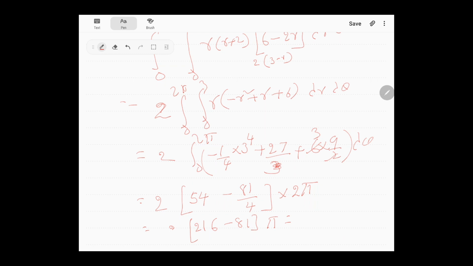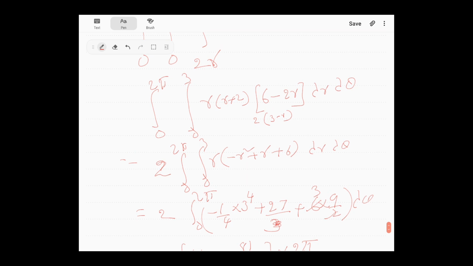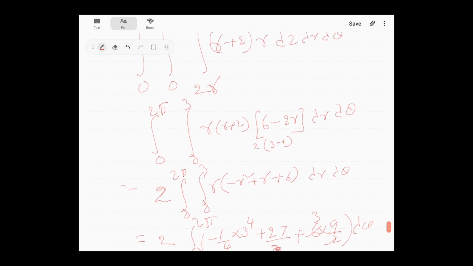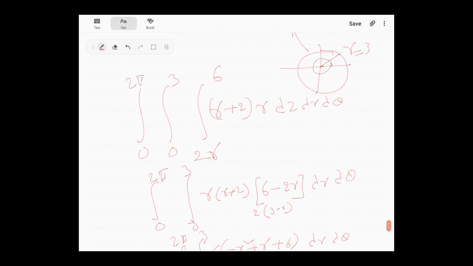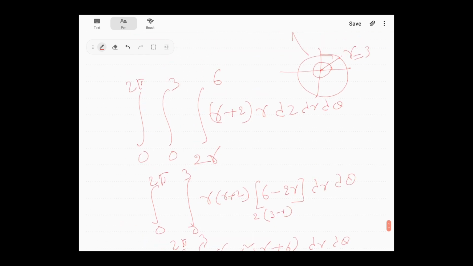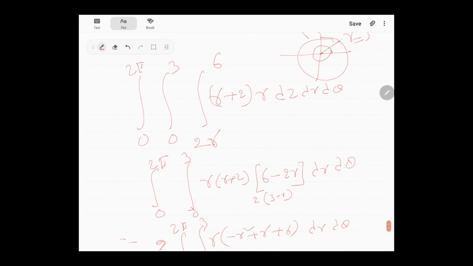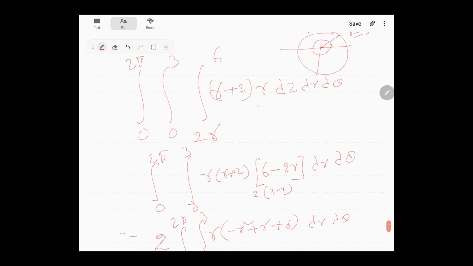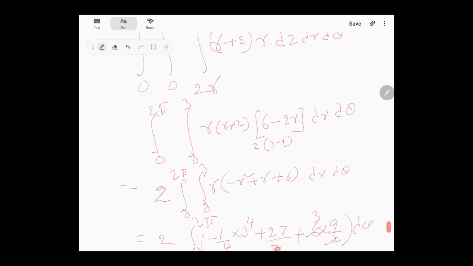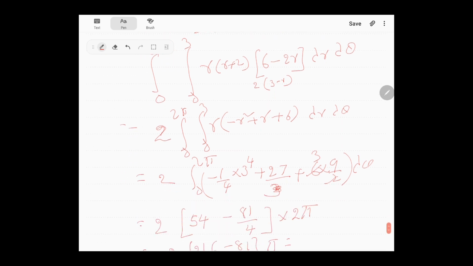Is it right? Let us check once again whether it is. I have a doubt whether it is 2r to 3, not 2r to 6. So if I multiply r into r plus 2 by 6 minus 2r, that's right. And this 2, if I take that 2 out, 0 to 2 pi, 0 to 3, if I multiply these two, minus r cube and plus r square, and this is also right, and twice integral 0 to 2 pi.